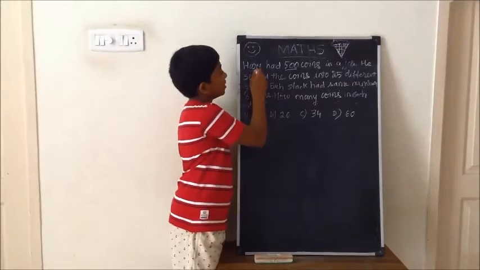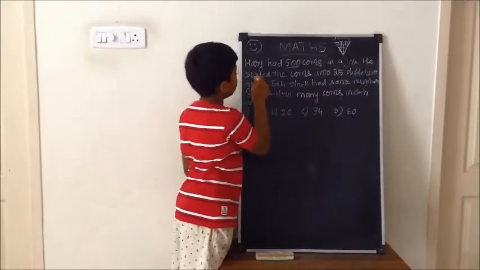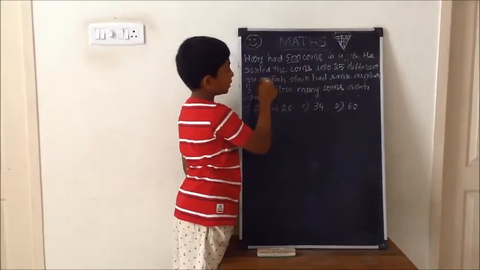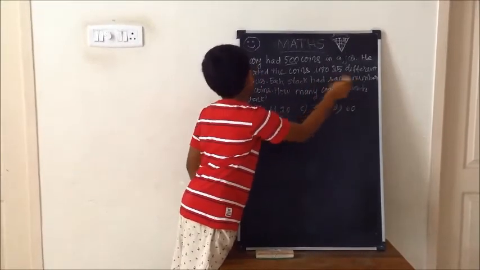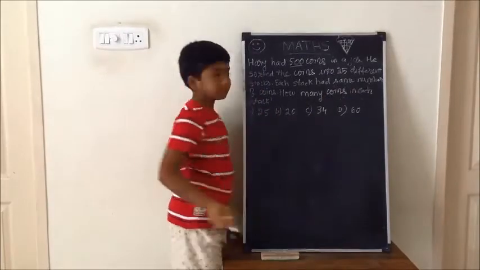The first question is, Harry had 500 coins in a jar. He sorted the coins into 25 different stacks. Each stack had the same number of coins. How many coins in each stack?